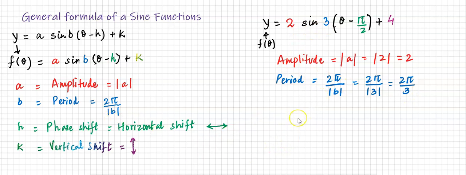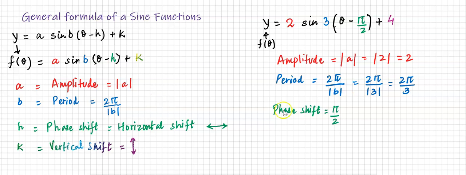Now let's move ahead and talk about phase shift. We call it phase shift in geometrical language. You can also say it's horizontal shift. That's calculated by the value of h. Now what's the value of h? As you can see, it's in green. That's pi by 2.